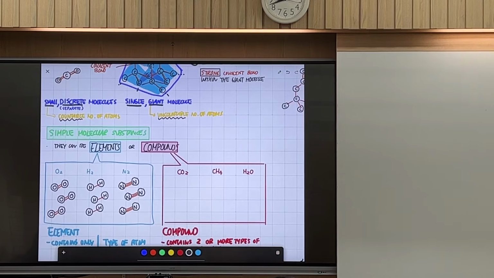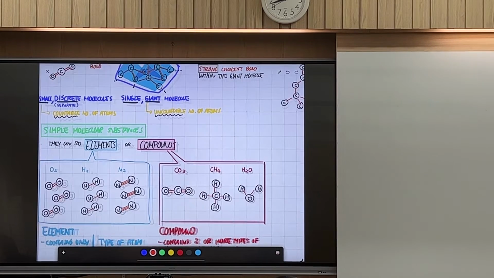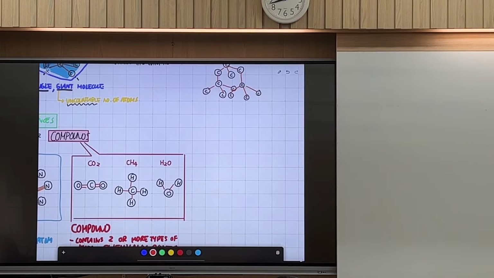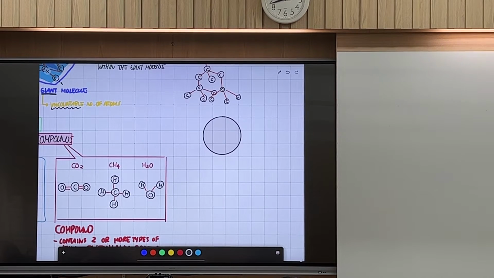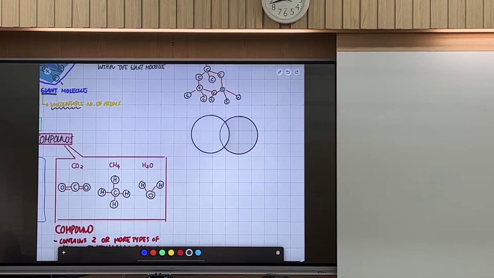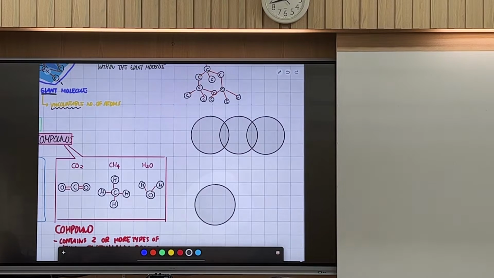So can you draw them out for me? You have CO2, CH4, and then finally we have H2O. After completing the worksheet from last lesson, you should know why sometimes we draw a single bond, sometimes a double bond. Now I'm going to refresh your memory. Do you remember that we draw these circles? Just look at the worksheet. You did one example on CO2, and you can now use that to explain why.